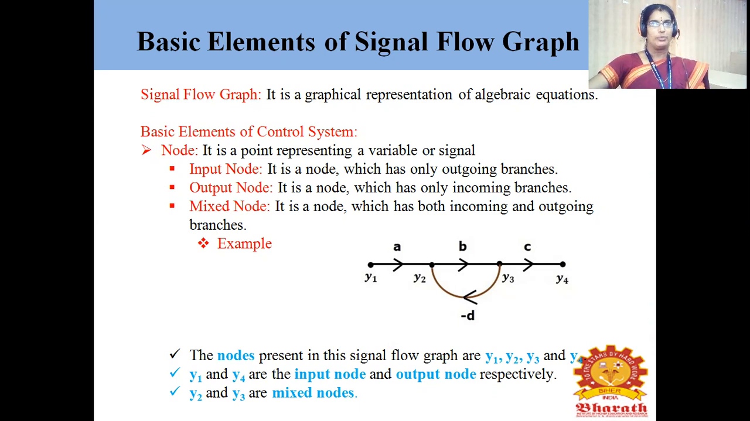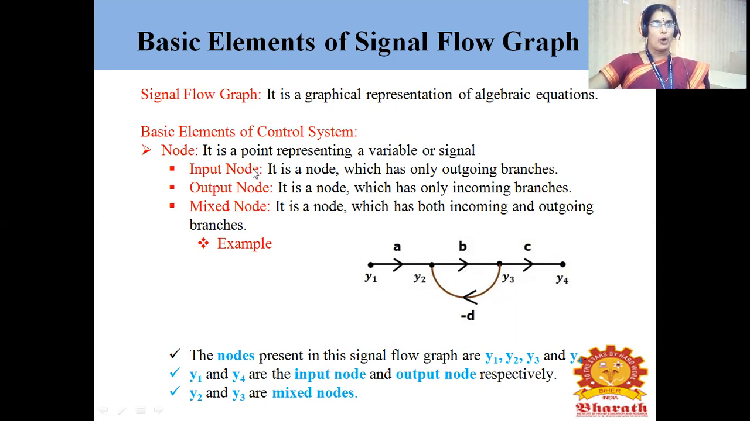First one is node. Here, it is a point representing a variable or signal. Take the example which I have given here. Here, nodes are nothing but Y1, Y2, Y3 and Y4. These are the four nodes given in the system. Here, Y1 is considered as an input node and Y4 is considered as an output node, and Y2 and Y3 are considered as mixed nodes. I'll give a detailed description of each and every node which I have listed now.